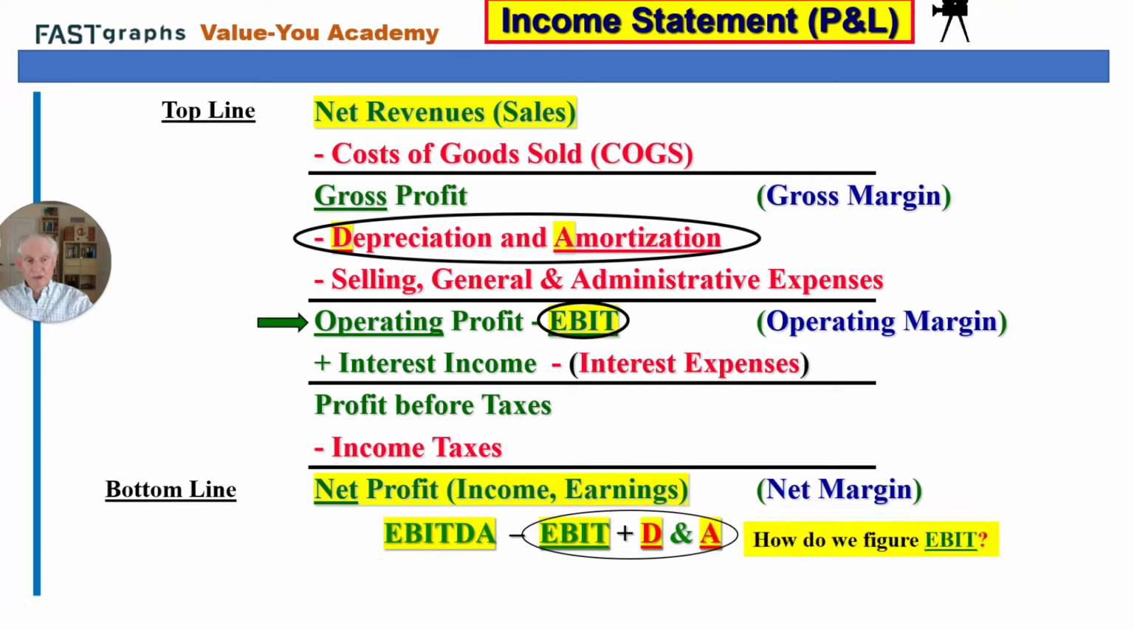So how do we figure EBIT? We take the operating profit and add back depreciation and amortization and come up with EBITDA, closer to cash flow. Cash is king. So the top line, sales, quantity times price. Bottom line, what's left over after all of our costs and expenses during a period of time.